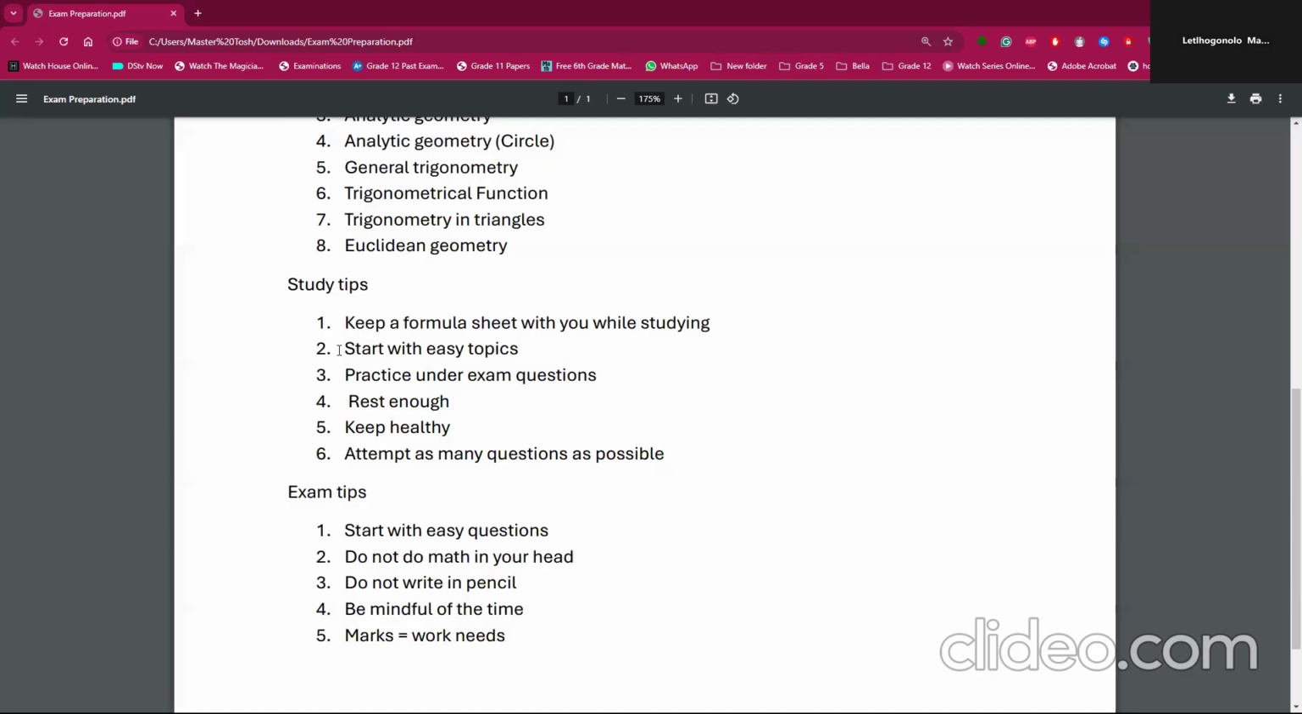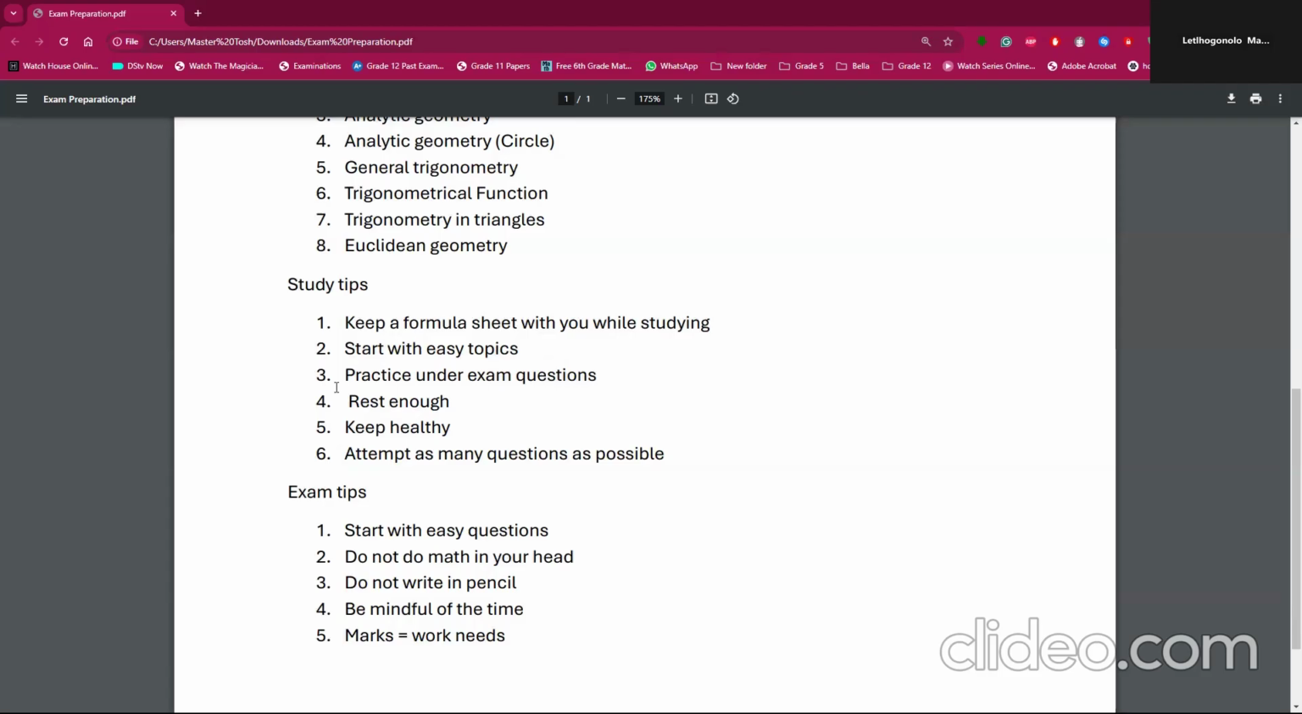We also have to start with the easy topics. These are time savers. You'll save time, because once you're done with that, you'll have enough time now to look at your hard topics, and again, it builds your confidence.